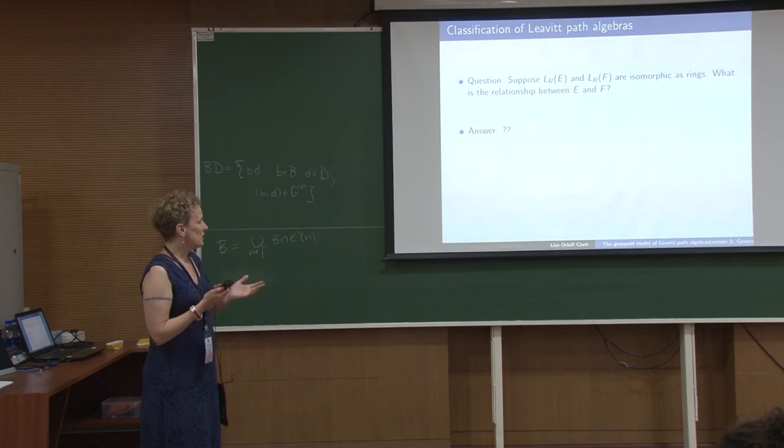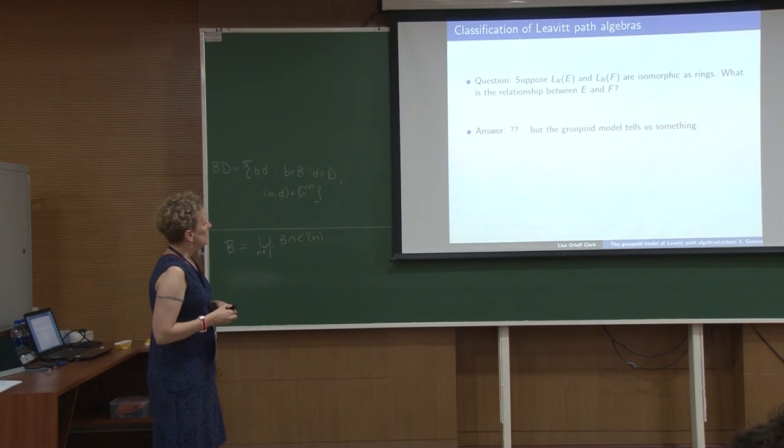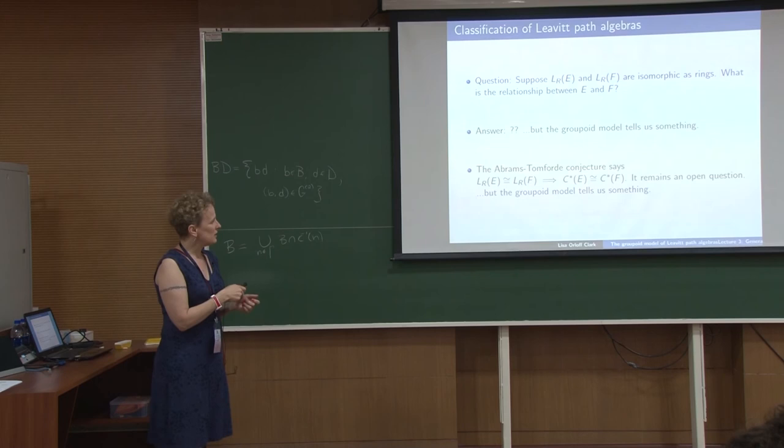It's something people are quite interested in. But what I'm going to show you is how the groupoid model can tell us something about this. It doesn't answer it, but it tells us something. Related to this is something called the Abrams-Tomforde conjecture. I think it came up last week.